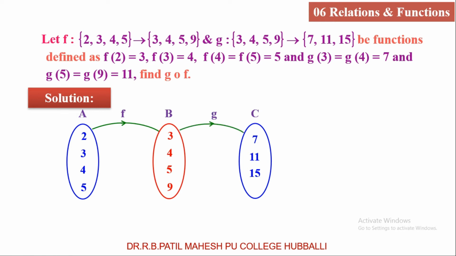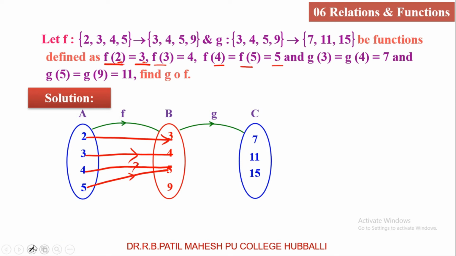Now, relation means relating the elements from A to B. f of 2 is equal to 3 means 2 is related to 3. Then f of 3 is equal to 4, 3 is related to 4. And then f of 4 and f of 5 are related to 5. 4 is related to 5 and 5 is also related to 5. This is about the function f. Next, about the function g. I am roughly discussing, students.